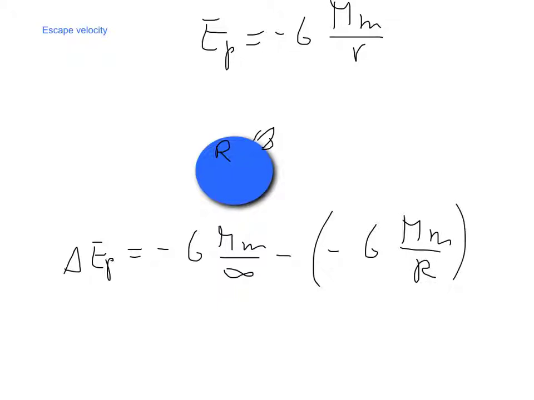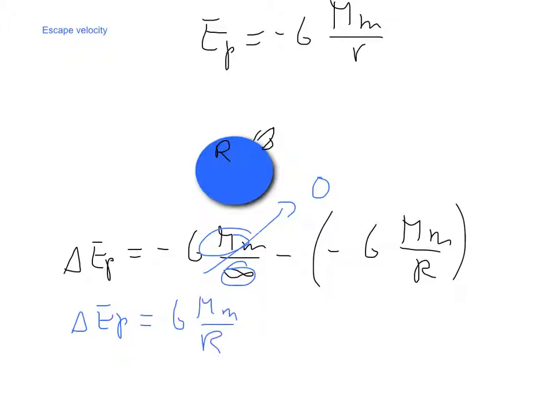Now, this one here, something divided by something infinitely big, which is infinite, will be 0. And then minus minus, that's plus, right? So the difference in potential energies will be equal to GMm divided by R. Okay, so now we know that at the very least, if we want this guy to escape, we will need to give him this much kinetic energy.